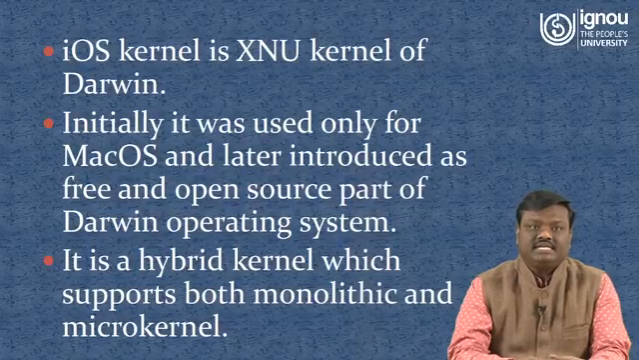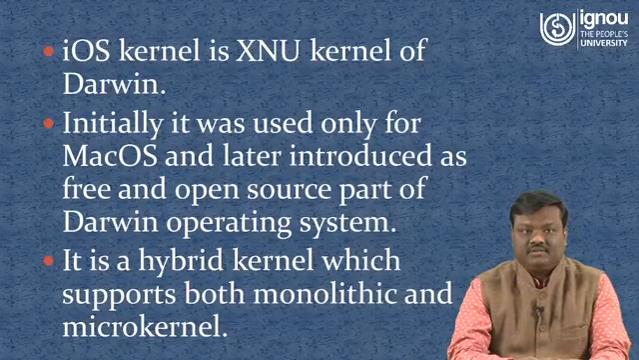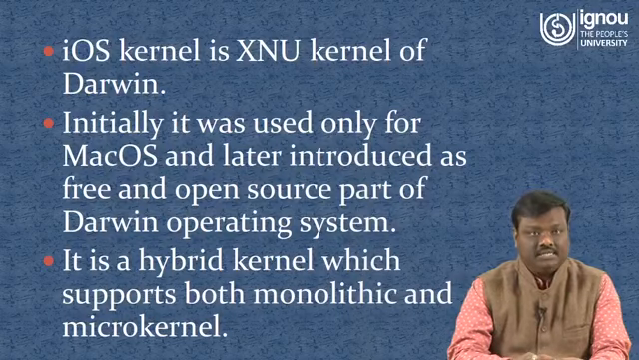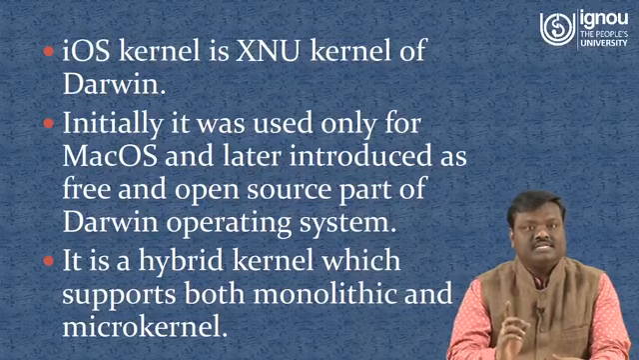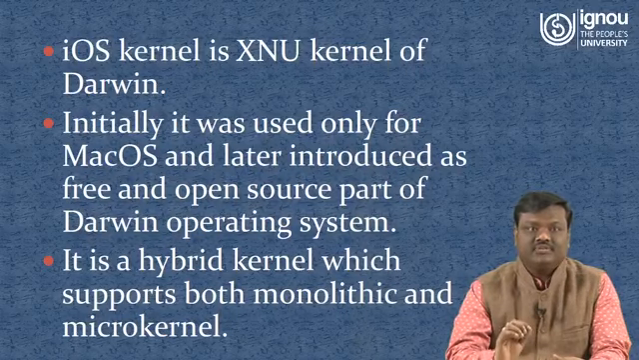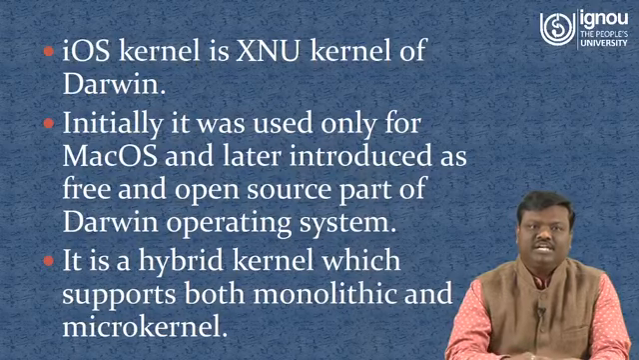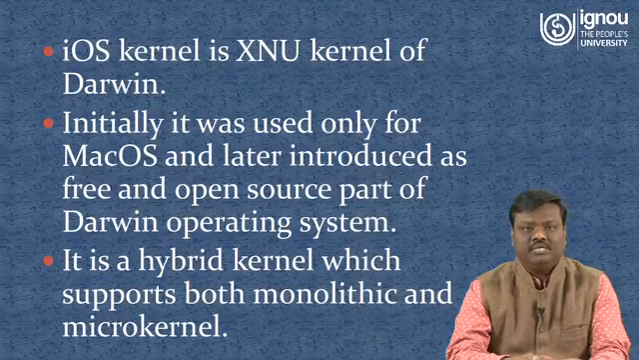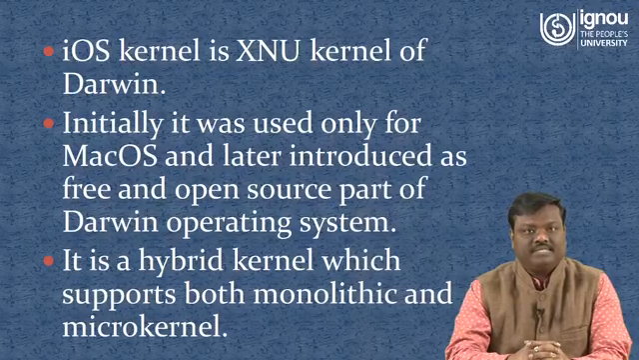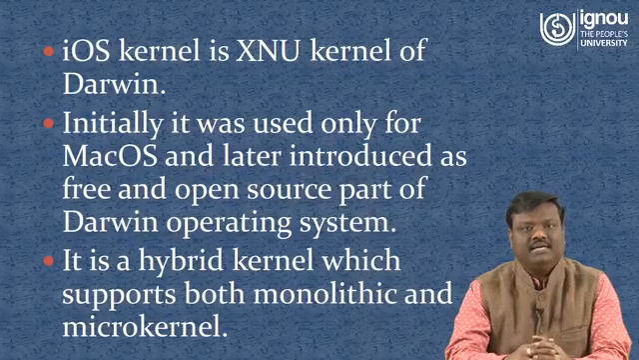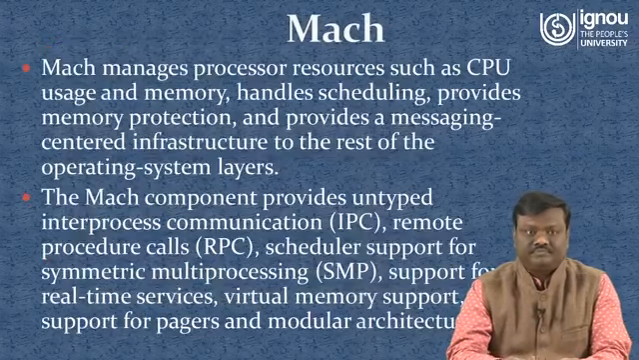So the iOS kernel is the XNU kernel of Darwin. Earlier, when we talked about Android, the kernel there was a Linux-based kernel. But in iOS, it is the XNU kernel of Darwin. Initially, it was used only for Mac OS and later introduced as a free and open source part of the Darwin operating system. It is a hybrid kernel which supports both monolithic and microkernel mechanisms.